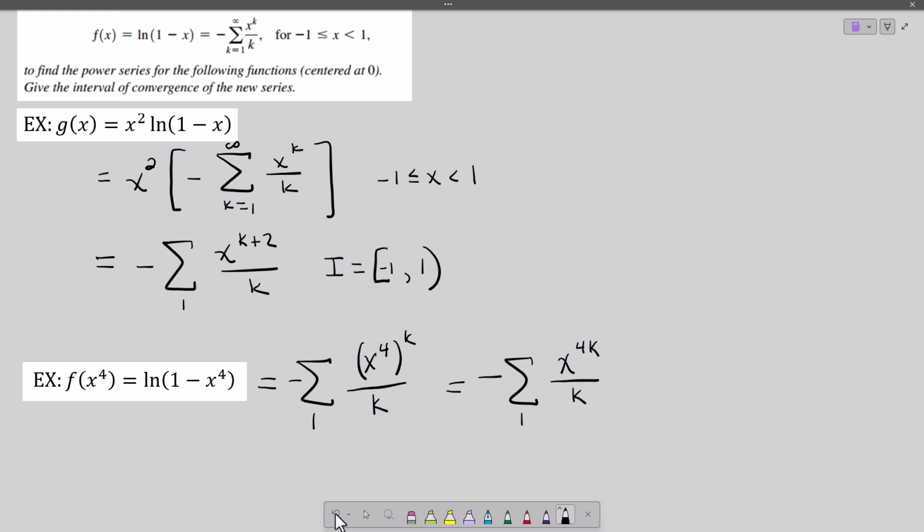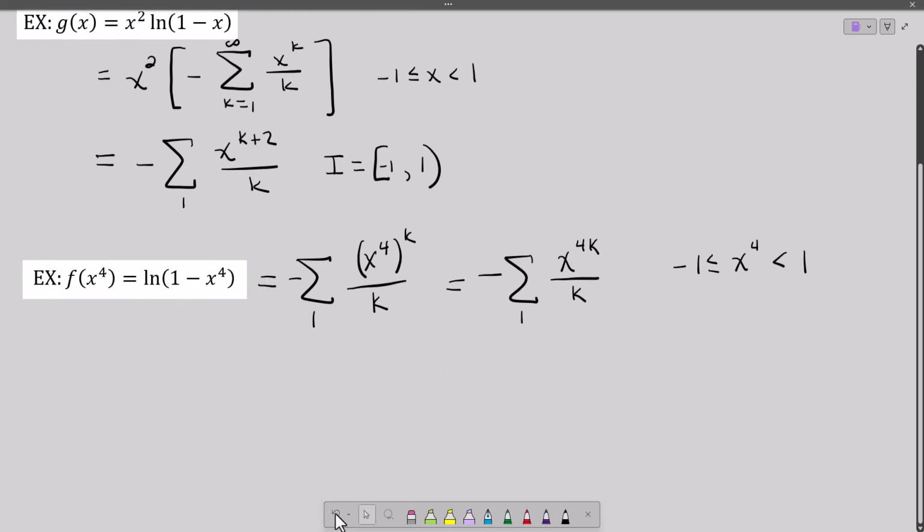And now let's look at our interval of convergence. So we have to do the replacement with x to the fourth in between -1 and 1. So we have that. Now we have to simplify that interval of convergence. There's a couple of ways to do this. This tends to be a little subtle. Let me try to explain it carefully.